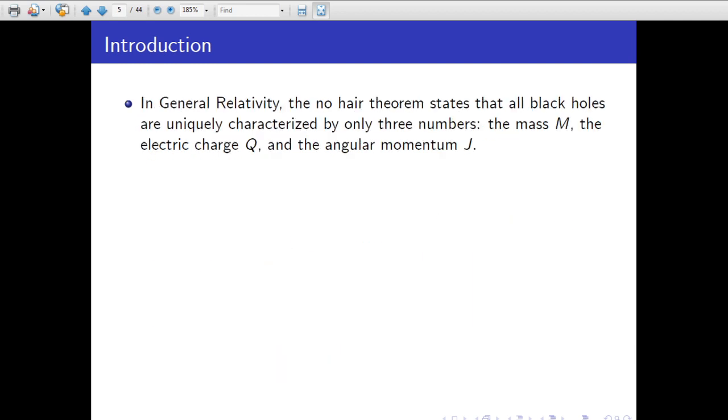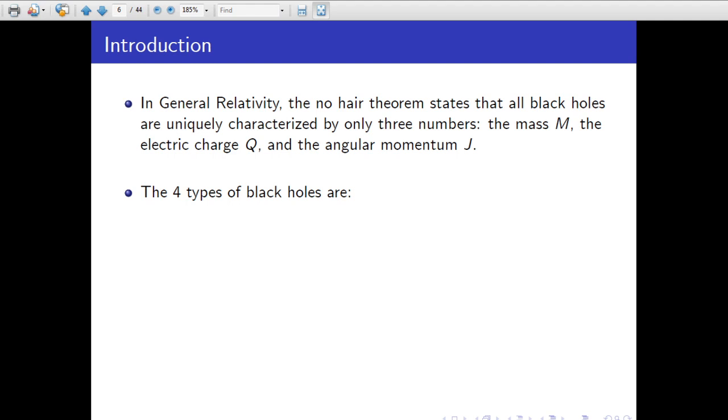From a technical point of view, in general relativity, the no-hair theorem states that all black holes are uniquely characterized by only three numbers: the mass of the black hole M, the electric charge of the black hole Q, and the angular momentum of the black hole G. Unlike planets or stars, whose characterization also needs the temperature, the size, the internal composition, and so on, for black holes we only need those three parameters.